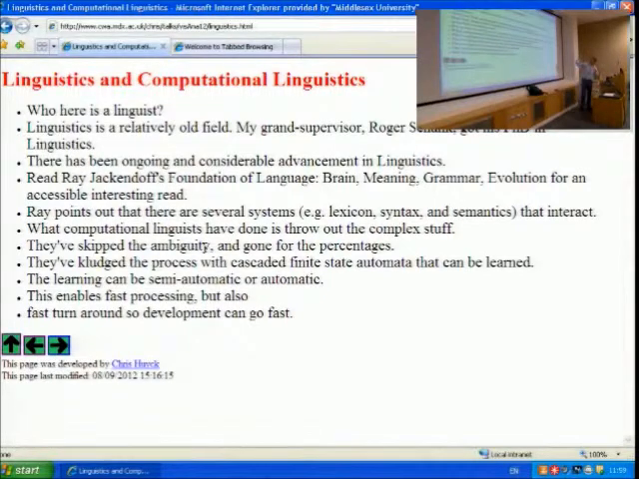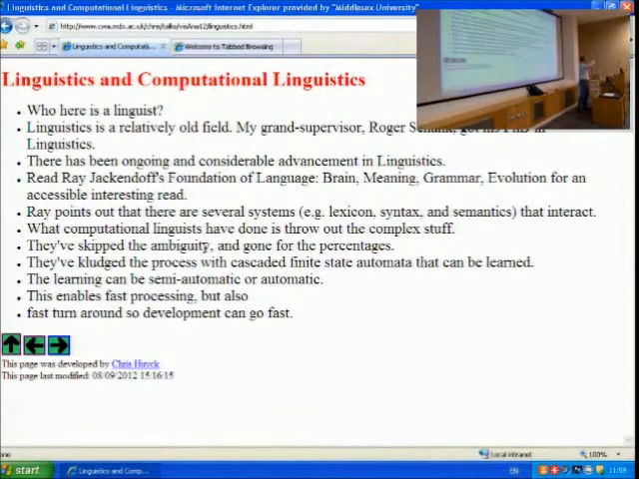Linguistics is a relatively old field, about 150 years old. It depends how you want to count these things. My grand supervisor, Roger Schank, that's my supervisor's supervisor, got his PhD in linguistics. There's been an ongoing considerable advancement in linguistics. We've been making progress for 150 years. We understand more and more about how language works. We don't understand it perfectly, but we understand more and more about it.